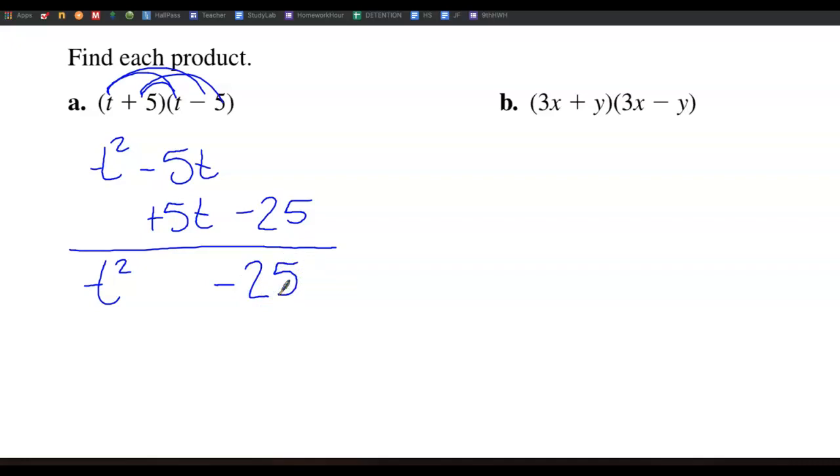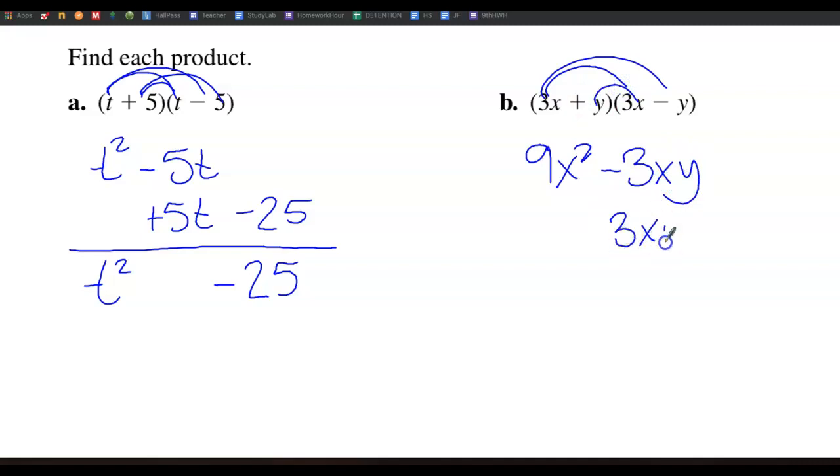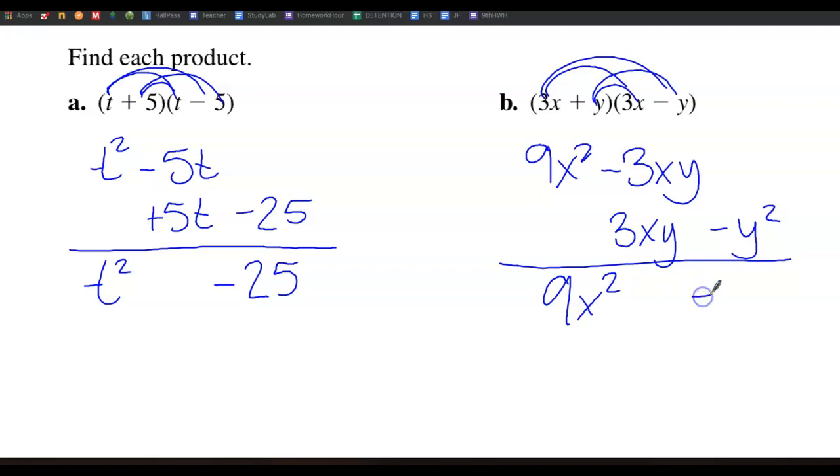Yeah. Okay. This one, what would I do? Yeah, that's 9x squared. Negative 3xy. 3xy. So just 9x squared, negative y squared. Okay, I was wrong. Right? Yep. 9x squared. The negative 3xy and positive 3xy, that is nothing. It all disappears. This makes a zero pair, right? Because if you have 3 negatives and 3 positives, so then it'd just be 9x squared minus y squared.